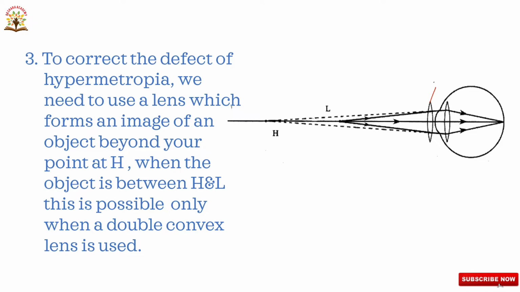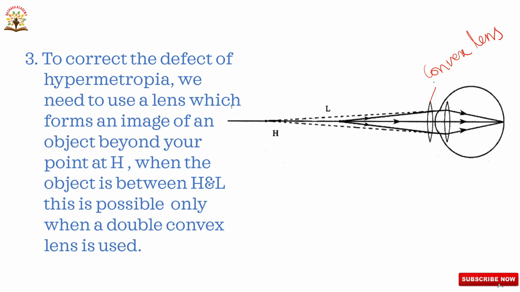This is the convex lens. The biconvex lens we are placing in front of the eye. Here, to correct the defect of hypermetropia, we need to use a lens which forms an image of an object beyond the near point at H. This is the hypermetropic point, and L is the minimum distance. Here we are placing the object beyond that point H. When the object is in between H and L, this is possible only when a double convex lens is used.